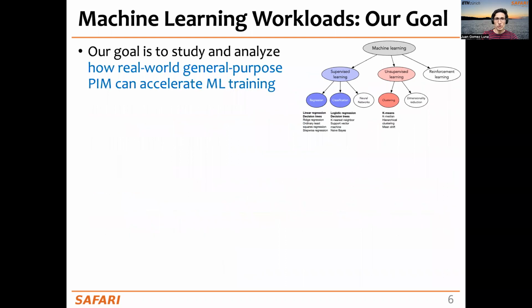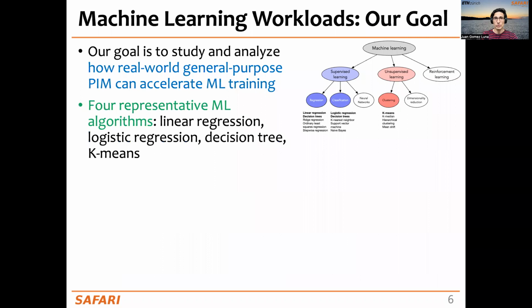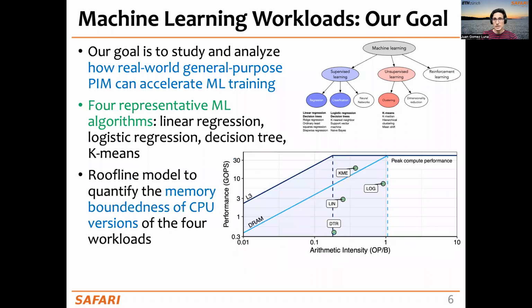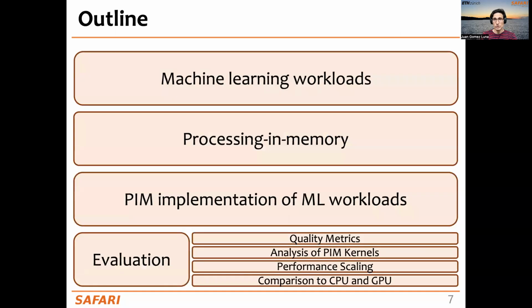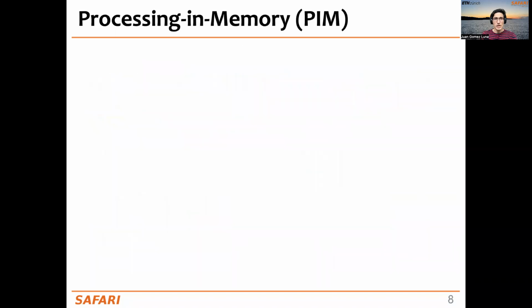Our goal in this work is to study and analyze how real-world general-purpose processing in memory systems can accelerate machine learning training. As I mentioned earlier, we have chosen 4 representative ML algorithms: linear and logistic regression, decision tree, and K-means. We analyzed all of them using the roofline model on a CPU and observed that all 4 of them fall in the memory-bound area of the roofline. Thus, they are good candidates for memory-centric computing systems and acceleration with processing in memory.